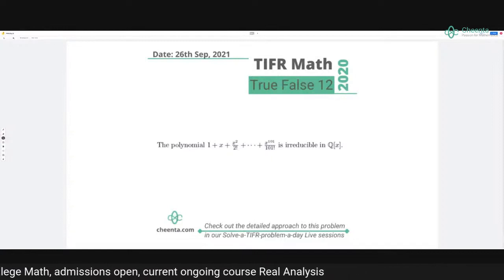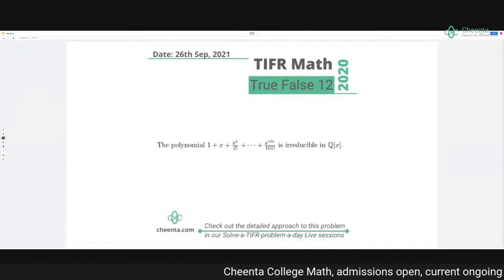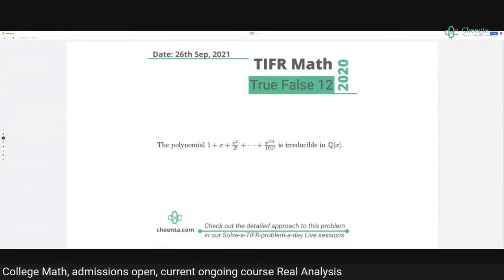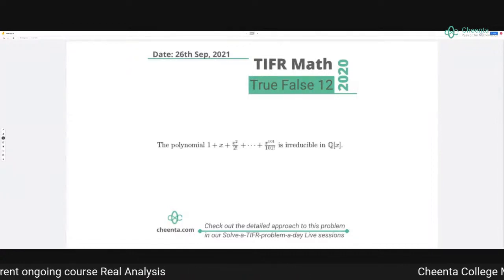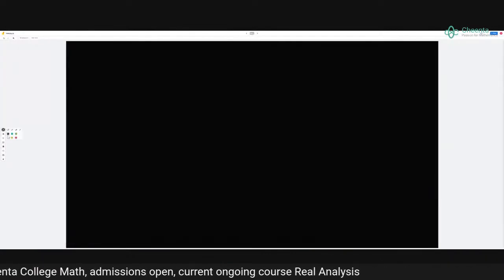So this question that we currently have in front of us is basically a question of how to use Eisenstein's criterion. Let us first see what Eisenstein's criterion is, and then we will understand how this becomes irreducible or reducible.